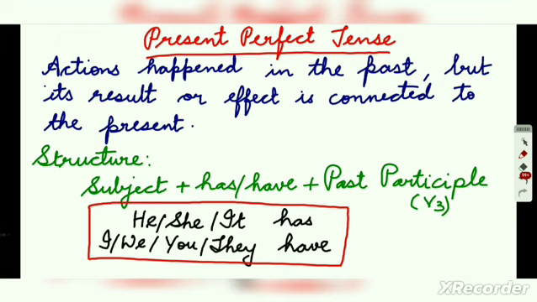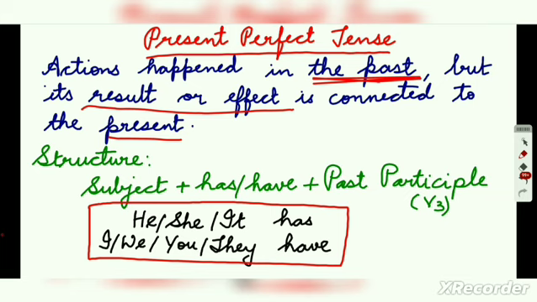Now let's move on to the present perfect tense. We use present perfect tense when an action happened in the past, but its result or effect is connected to the present. Result or effect is connected to the present, but the action happened in the past.